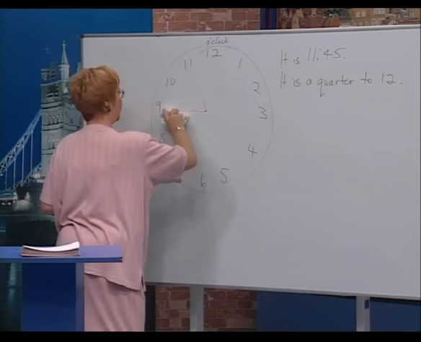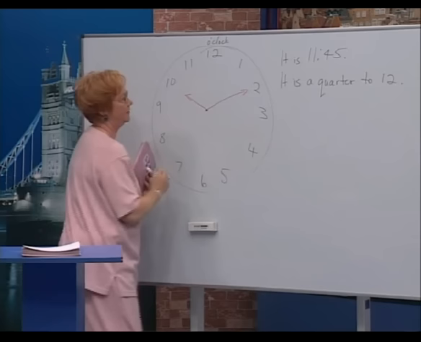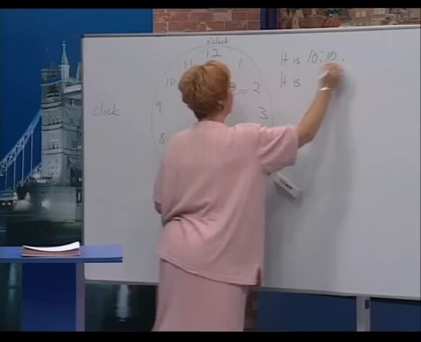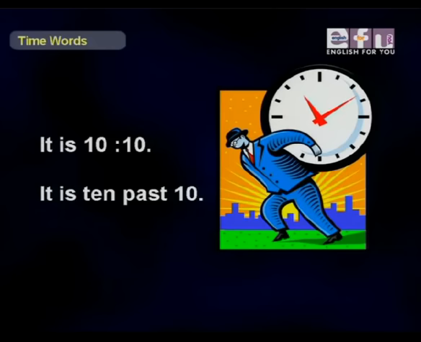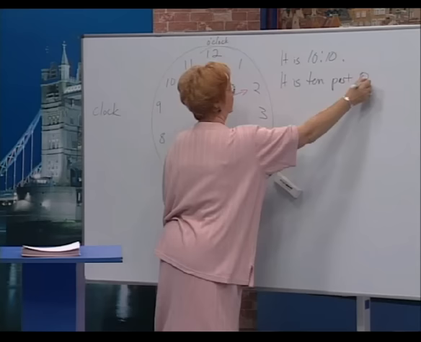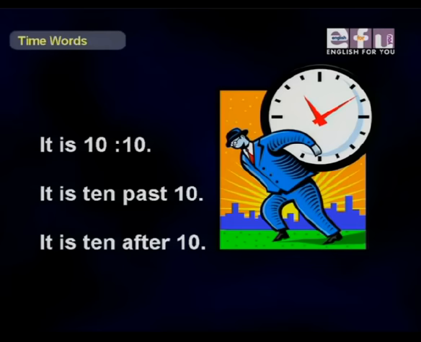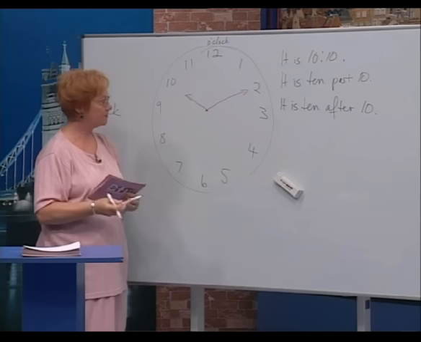We're going to see all sorts of times here. All right. It is 10. Now, this one's kind of easy. It is 10:10. All right? Or we can say it is 10 after 10. It is 10:10. It is 10 past 10. It is 10 after 10.